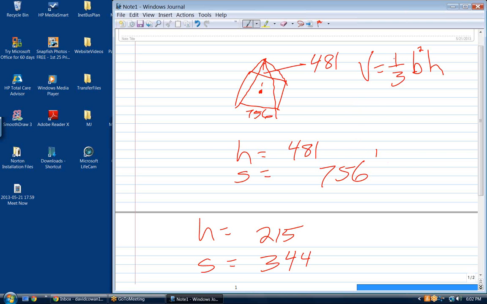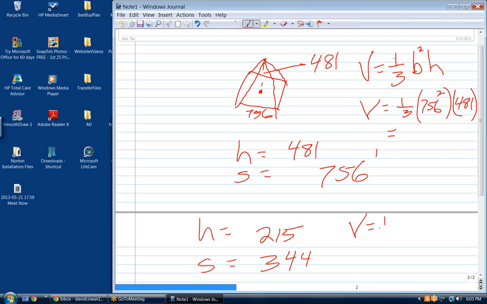So what's the volume of this one then? If we plug in here, the volume would be 1/3 times 756 squared, times the height. And the height they mean is the vertical height, not the slant. So you have a calculator? Can you give me a number on this? Yeah, I'll get my calculator. The only reason we're going to need it is because they want you to compare the volumes of both of them.